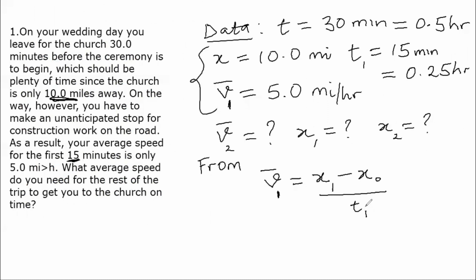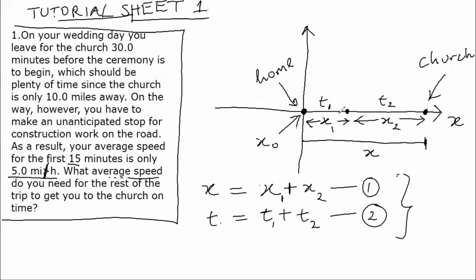I'll just go through it again for the sake of clarity. On this first part of the motion, the displacement that has been made is the final position, which we know is x1, minus the initial position, which is x0. The difference between these two gives you the displacement. And then if you divide the displacement over time, you find the average velocity. So this is where this equation has come from.